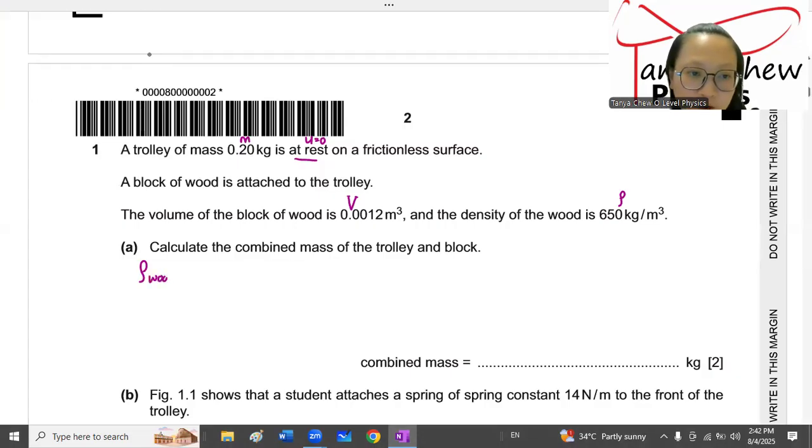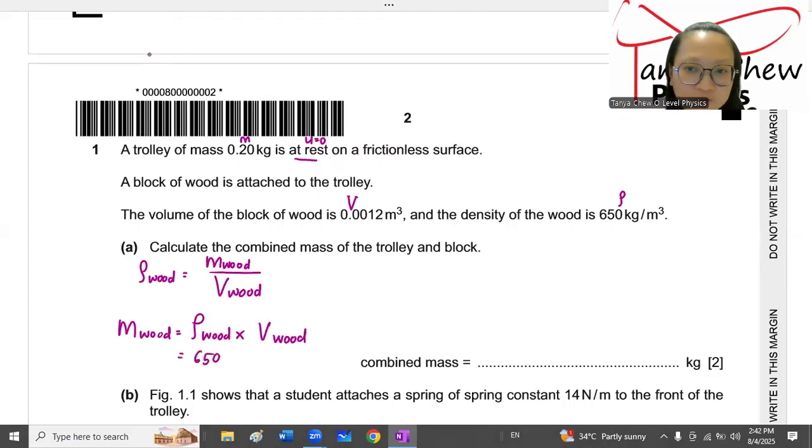So the density of the wood is equal to the mass of wood over the volume of wood. Now I need to find the mass of wood, so I write down mass of wood is equal to the density of the wood multiplied by the volume of the wood. Density of the wood is 650 kilogram per meter cube and the volume of the wood is 0.0012. Use your calculator to do the calculation. So I get 0.78 kilogram right here.